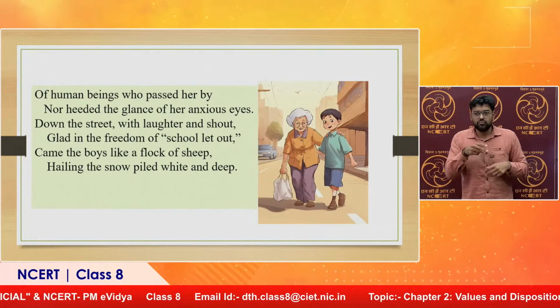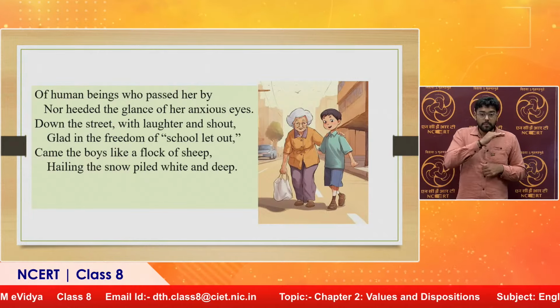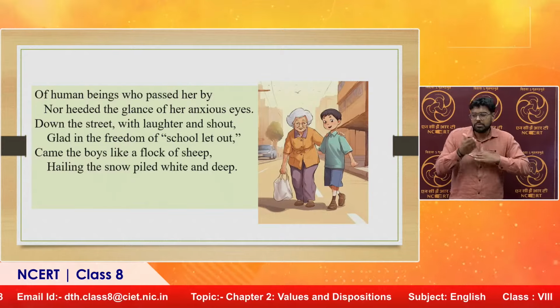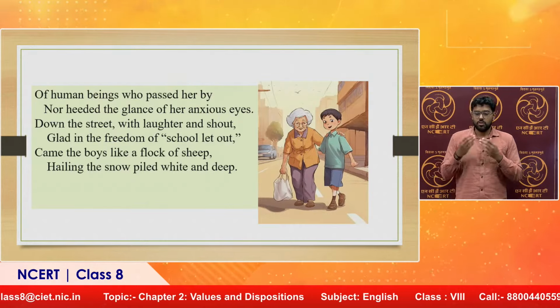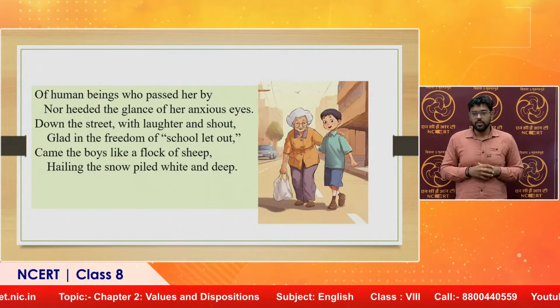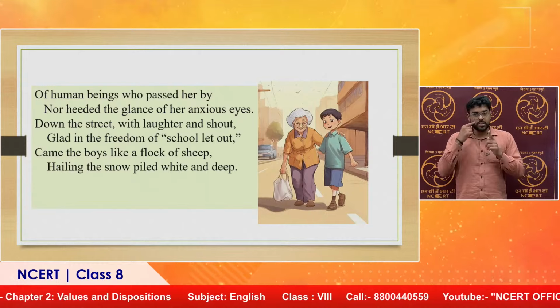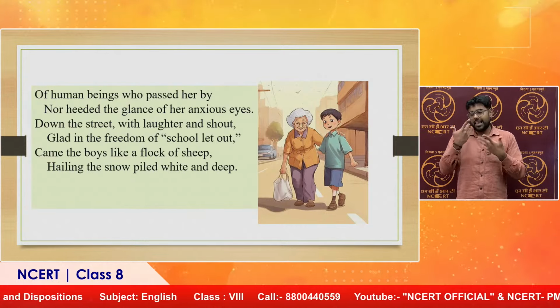Then all of a sudden there happened to be a young boy. It's time for school to end, and students came out like a flock of sheep. So here, flock of sheep, why are we calling it that? Because they are not walking in a manner, they are walking like a flock of sheep with no direction, everybody is excited to just go home. Their rules will begin at home.